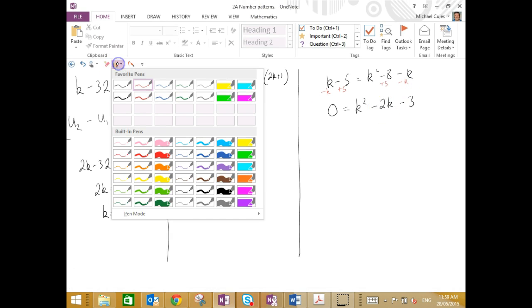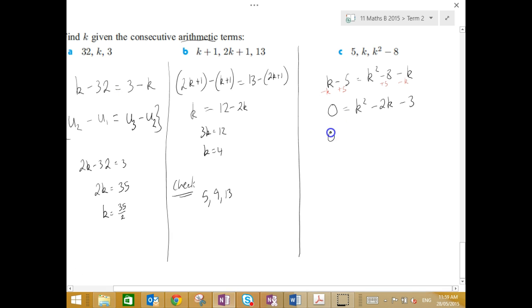We're now experts at factorising quadratics, aren't we? K take 3, k plus 1. Therefore, k take 3 equals 0, or k plus 1 equals 0. What's that law? Null factor law. Oh, good. I'm not just talking to myself. I heard you, though. That was good.